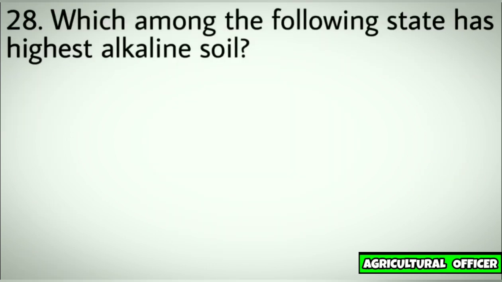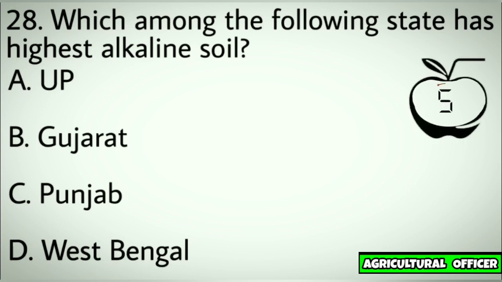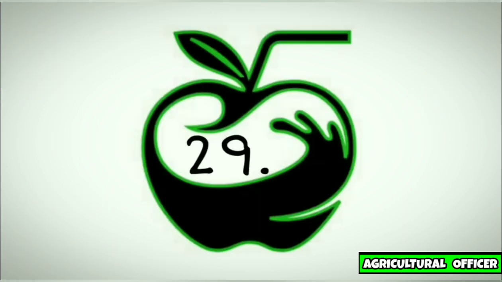Question number 28. Which among the following states has the highest alkaline soil? Options: A. UP, B. Gujarat, C. Punjab, D. West Bengal. Correct answer: A. UP.